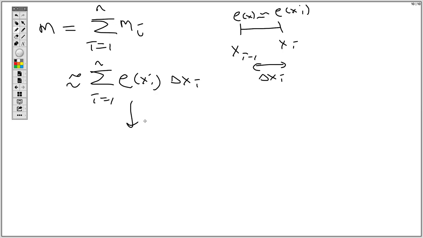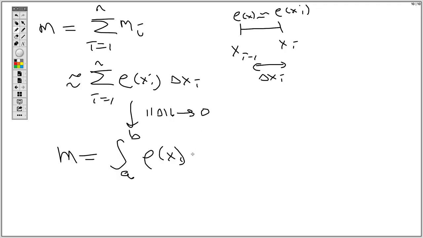And now we do what we always do. We've chopped it up. We've made approximations. And now to get a better approximation, we chop it up into smaller and smaller and smaller pieces. So we let the norm of the partition go to 0. What's going to pop out, folks? The summation turns into an integral. We're chopping up the interval from a to b. The function I'm sampling is rho of x, and the delta x there becomes the dx.